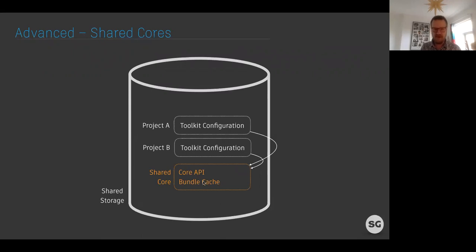If you don't want that kind of dependence, if you want them to share some resources, you can have a shared core. This is more of an advanced workflow where all of these projects are sharing the same core and the same bundle cache so that everything gets downloaded into the same location.